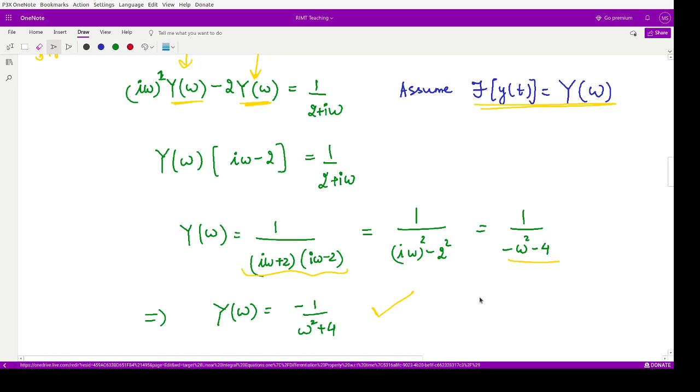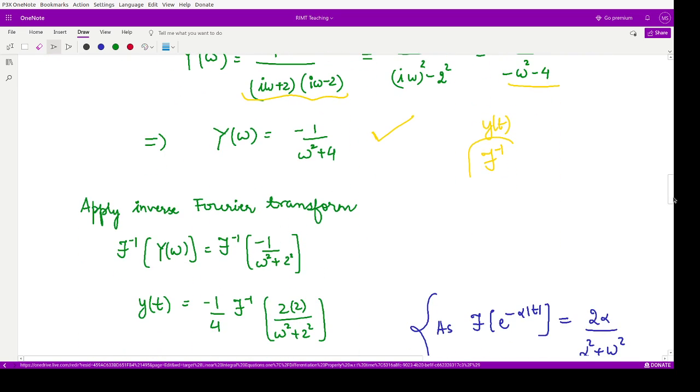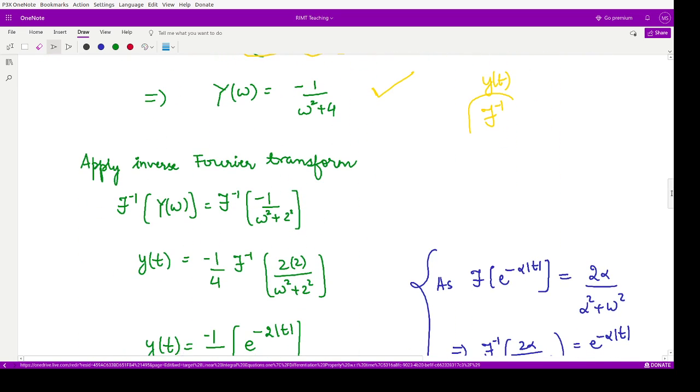Now in order to obtain y of t from here, what do we do? We apply the Fourier inverse, F inverse, on both the sides. So for that we apply the inverse Fourier transform. It would be Fourier inverse of capital Y of omega and Fourier inverse of minus 1 upon omega square plus 2 square. So this is the quantity. Now we can multiply by 4 here and divide by 4. Why have we done that?